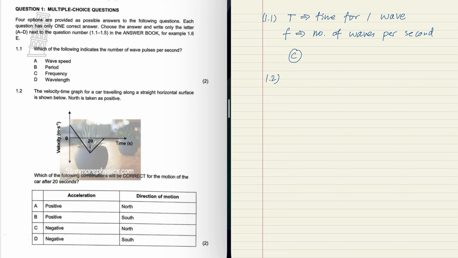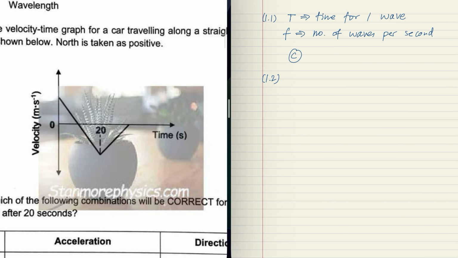Question 1.2. The velocity time graph for a car traveling along a straight horizontal surface is shown below. North is taken as positive. Which of the following combinations will be correct for the motion of the car after 20 seconds? So we are trying to examine this motion here.